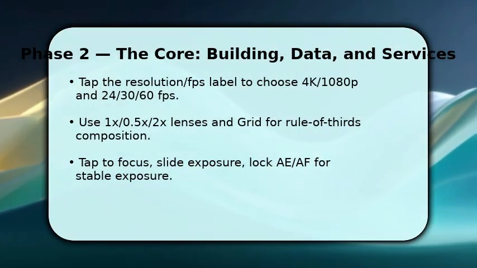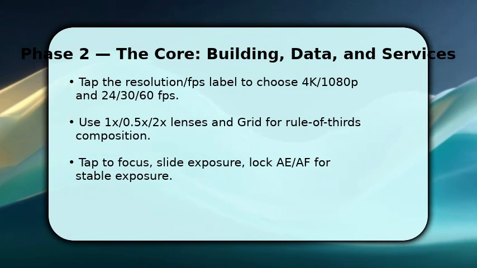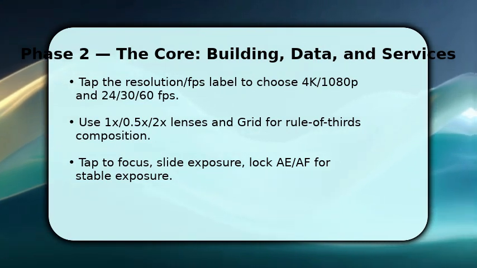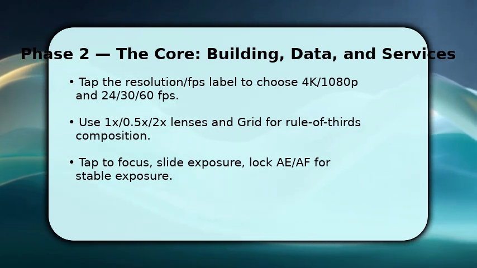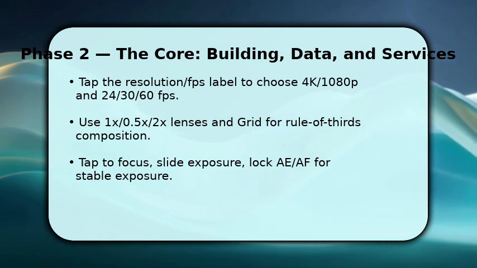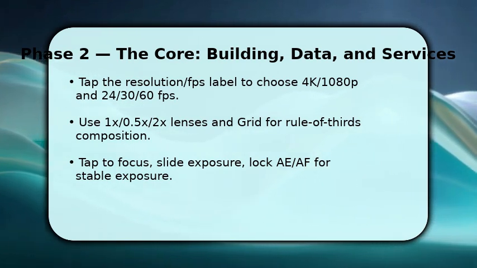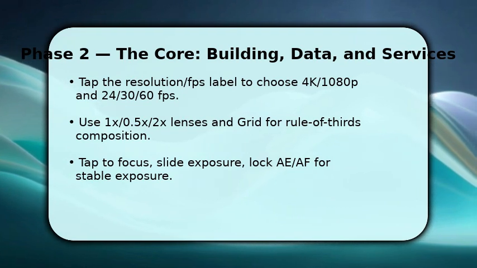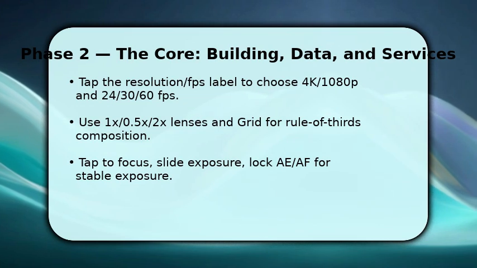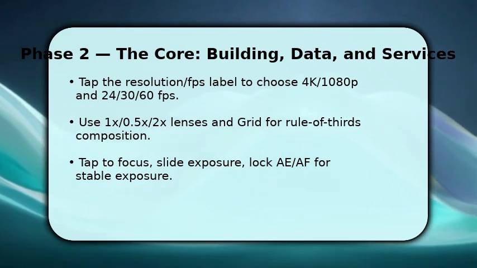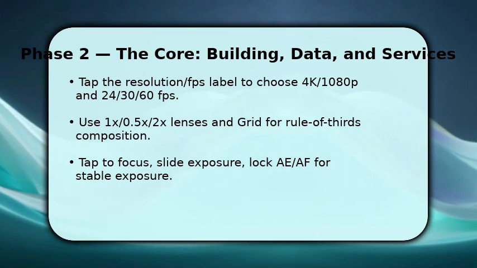You can tap the resolution or FPS label to pick 4K or 1080p and choose 24, 30, or 60 FPS depending on motion and file size. Switch between available lenses 0.5x, 1x, 2x for framing and enable the grid for composition. Tap the subject to focus, drag the exposure slider to adjust brightness, then hold and lock AE/AF.